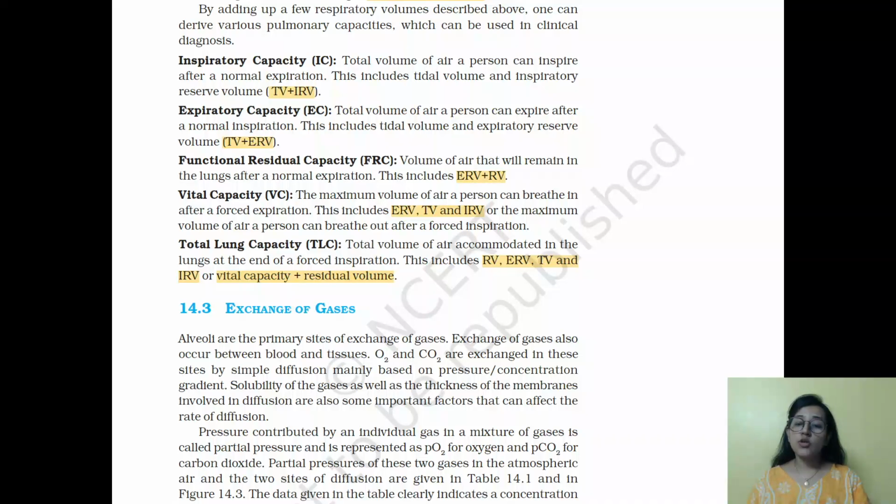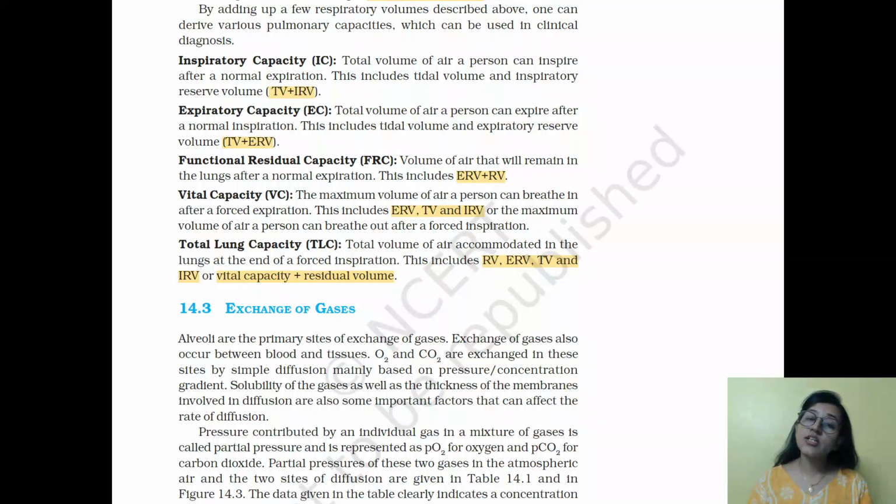So the total capacity of our lungs becomes, no, it's not the total capacity, it's the capacity of the total amount of external air that we are taking in or expiring. That is VC equals expiratory reserve volume plus tidal volume plus inspiratory reserve volume.